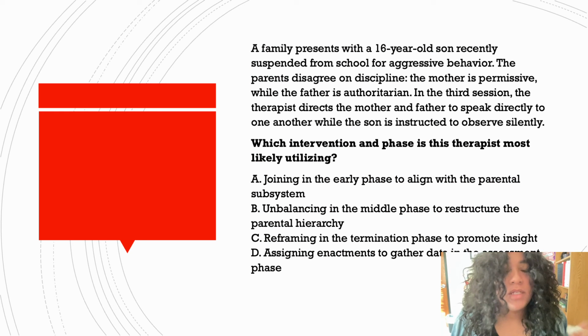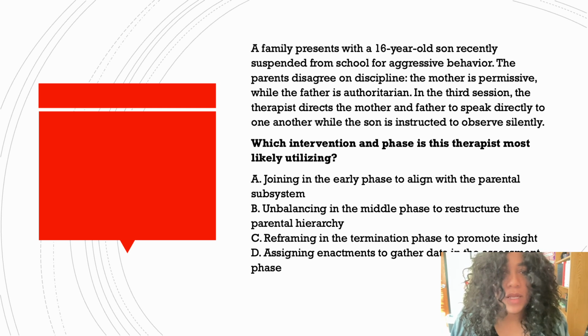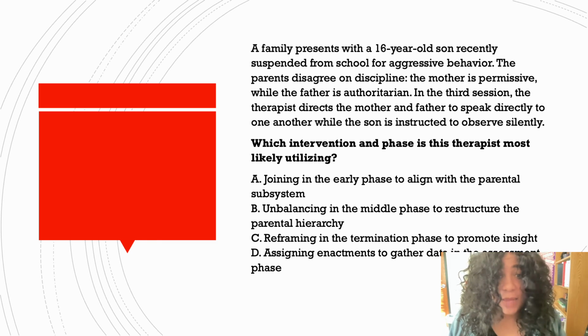Okay, a family presents with a 16-year-old son recently suspended from school for aggressive behavior. The parents disagree on discipline. The mother is permissive, while the father is authoritative. In the third session, the therapist directs the mother and father to speak directly to one another, while the son is instructed to observe silently. Okay, here we are. What intervention and phase is this therapist most utilizing?